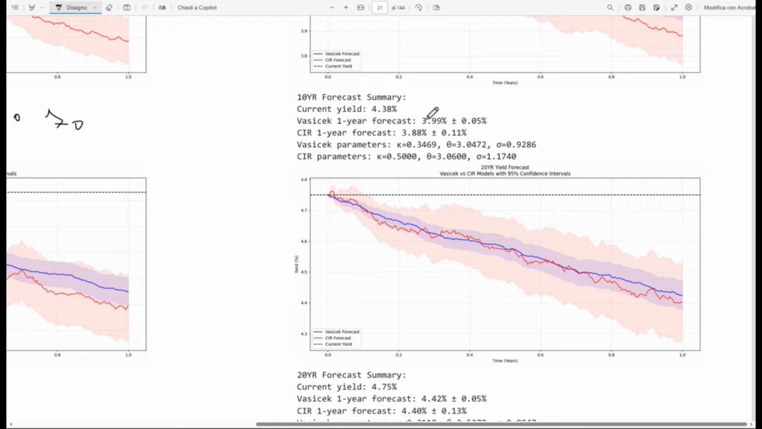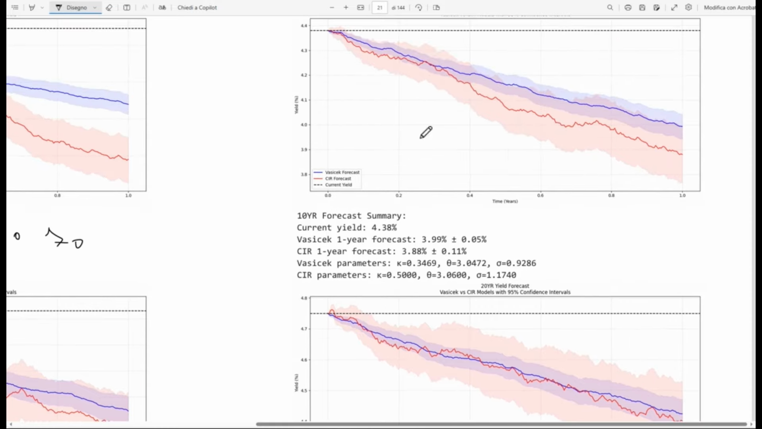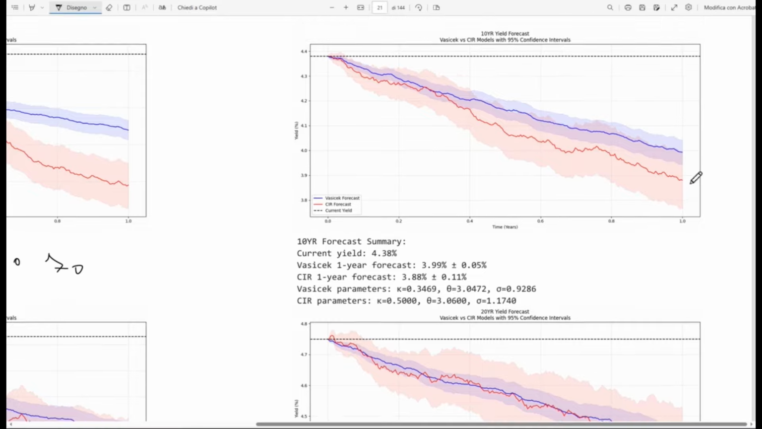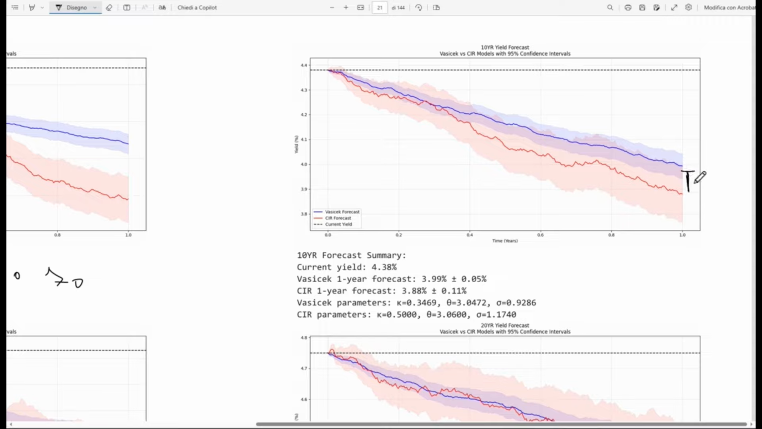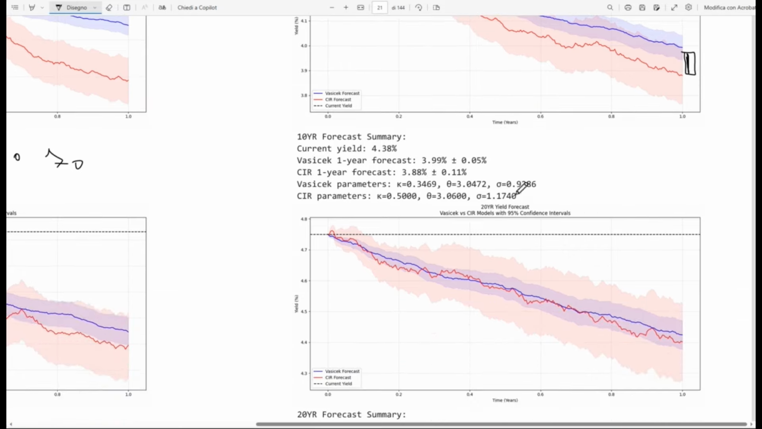10-year forecast 4.38. The Vasicek model brings a 4% 10-year yield. The CIR is 50 basis points, so you will be gaining 50 basis points of yield vis-a-vis the price of the 10-year Treasury. But in the graph, you see that the differential between the two models is very, very minimal. We are talking about 10 basis points. That's it. And what is nice is the plus or minus expected shortfall of what could be the yield.